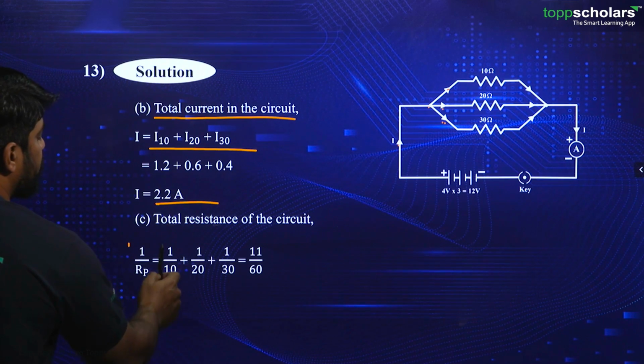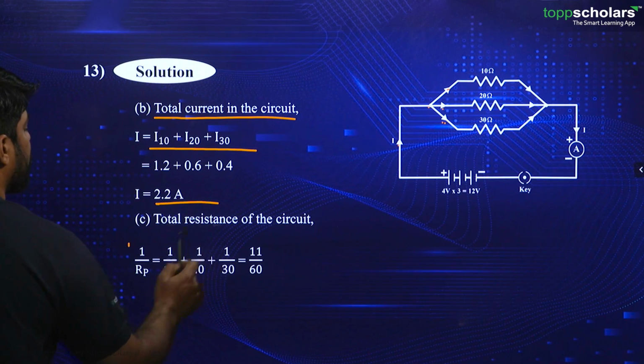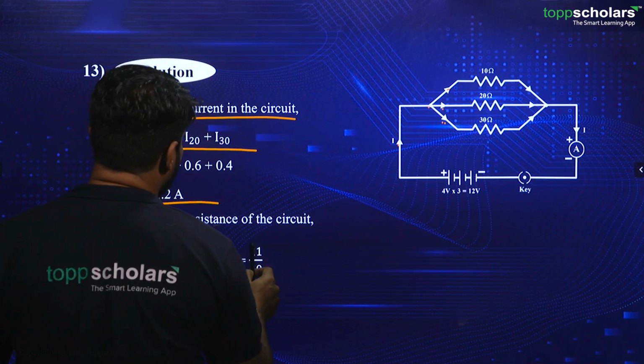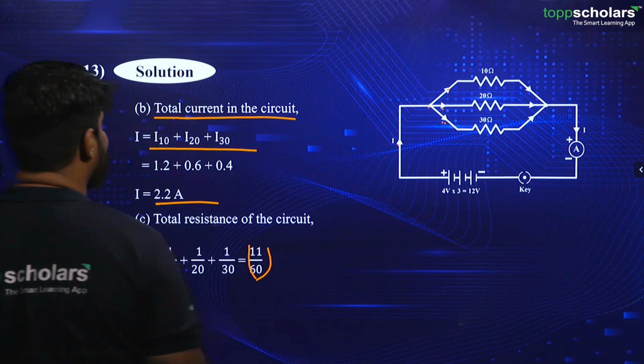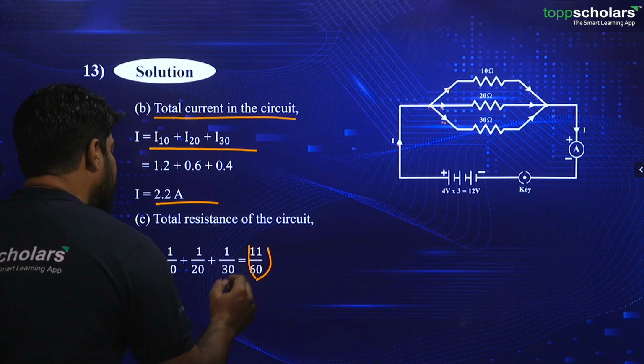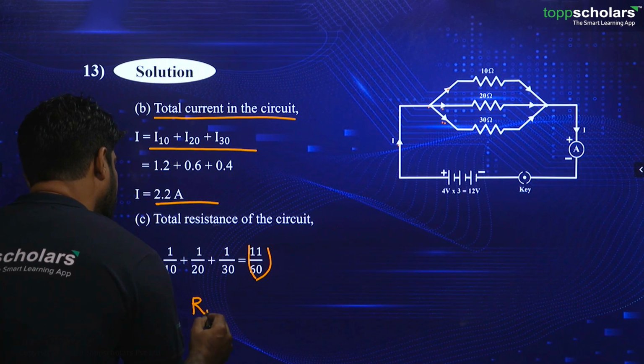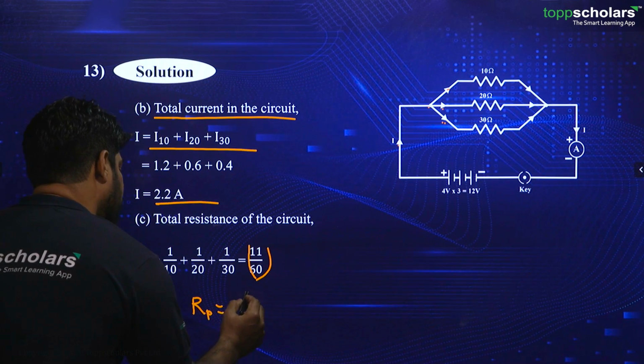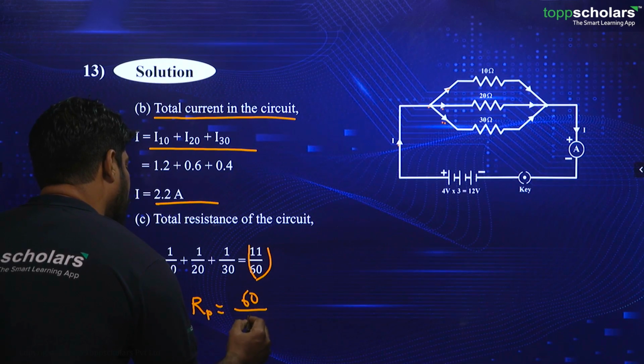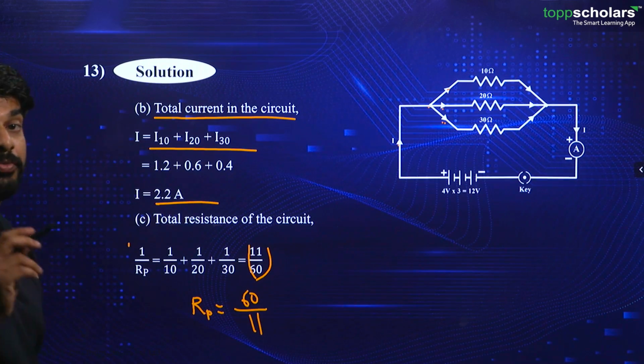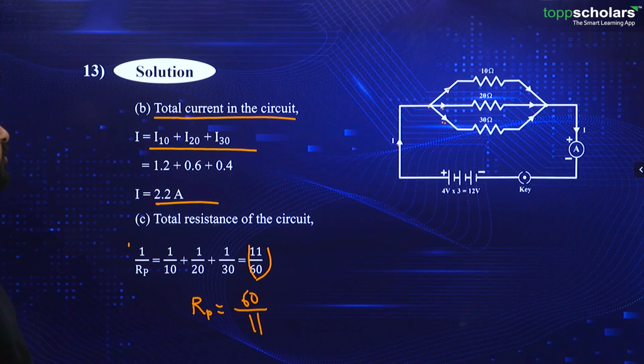1 upon Rp is equal to 1 upon 10 plus 1 upon 20 plus 1 upon 30, and it is equal to 11 by 60. So this is going to be the answer. So Rp is equal to, if we take the reciprocal, 60 upon 11. So that is going to be the answer for this question.